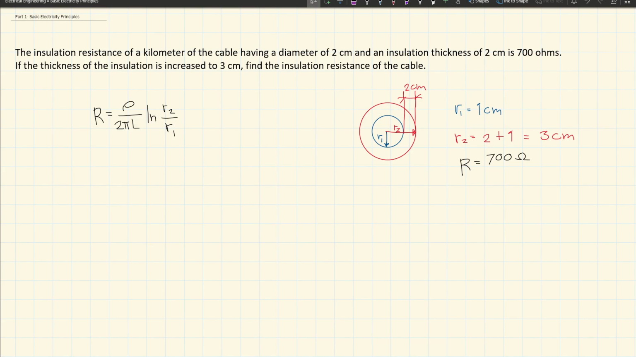So to find the new insulation resistance, we can use the ratio and proportion. So R1 over R2, which is the final insulation resistance, then ln of R2 over R1 over ln R2 over R1. You may notice that I did not include this one because we're talking about the same cable, so this one will be cancelled. So this will be our formula to find the new insulation resistance of the cable.